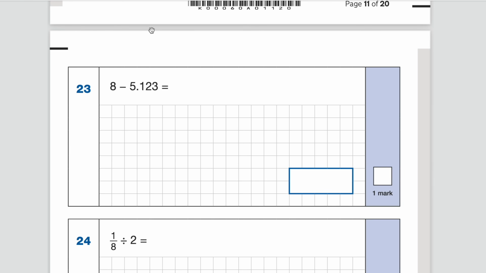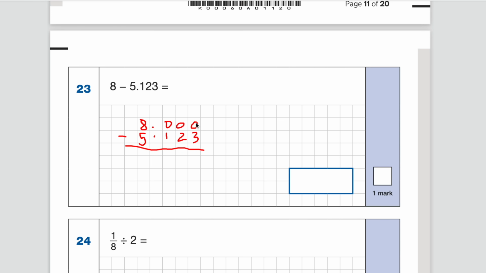Number 23, what's 8 subtract 5.123? I'm afraid in this scenario you're going to have to use a written method unless you can do it in your head. But just to explain to everybody, rather than doing it in your head, let's do it as a written method. So we have 8 subtract 5.123. Because there's nothing at the end of 8, it's actually equivalent to 8.000. What we're going to do now is effectively column subtraction.